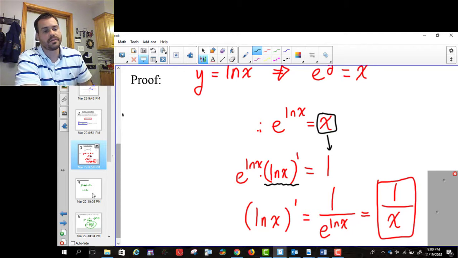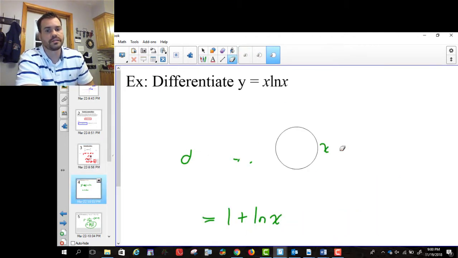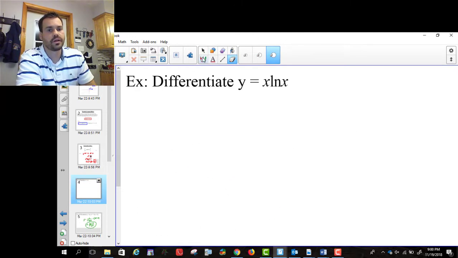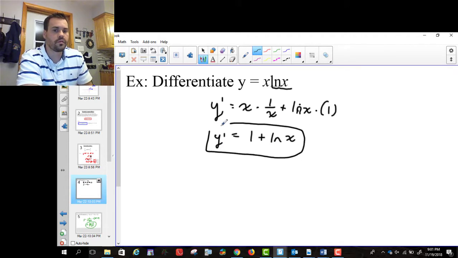So again, we're just going to practice this to show you some of these. If I say, what's the derivative of x ln x? Okay, then I say, well, y prime, that's a product rule. So the product rule says take the first function, multiply by the derivative of the second, so the derivative of ln x, 1 over x, plus the second, which is ln x, multiplied by the derivative of the first, the derivative of x, which is 1. So I end up with 1 plus ln x because these x's cancel. So that's my y prime for that one.